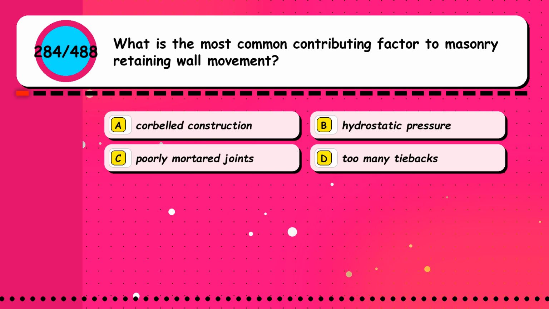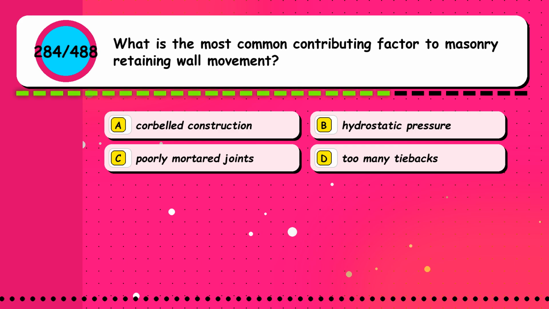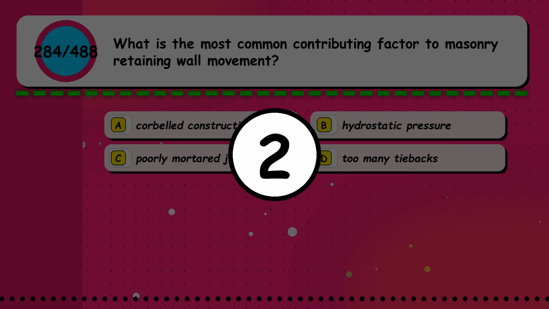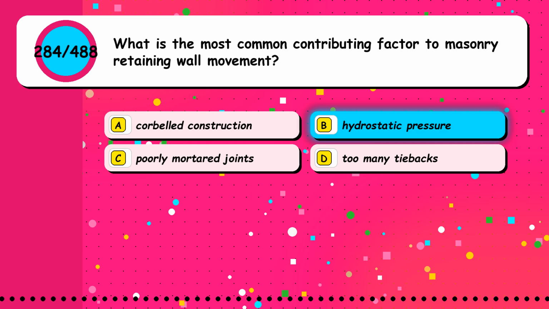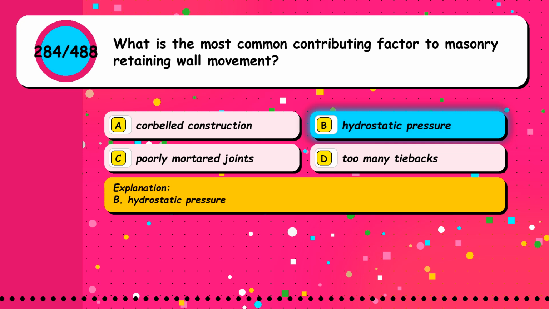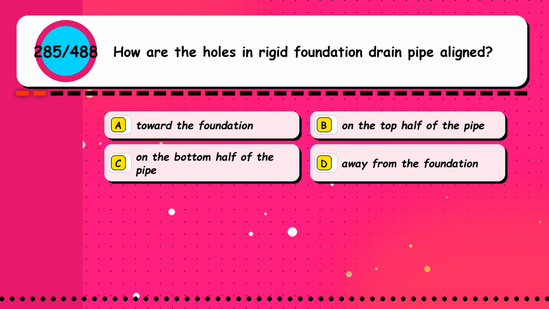Question 284. What is the most common contributing factor to masonry retaining wall movement? Option A, corbelled construction, option B, hydrostatic pressure, option C, poorly mortared joints, option D, too many tiebacks. The correct answer is option B, hydrostatic pressure.